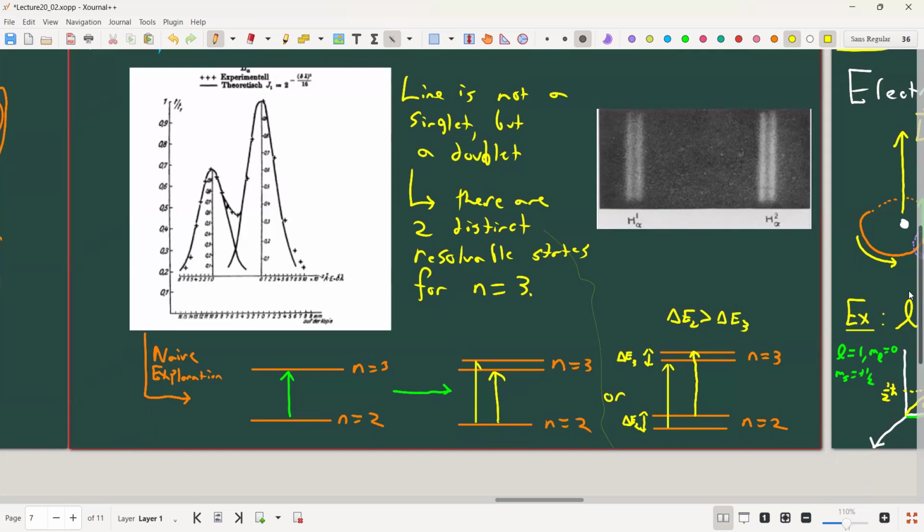Right? The splitting is very, very small. This splitting right here is less than a wave number, about half a wave number. The center frequency of this line is like 16,000 wave numbers, so it's a tiny, tiny energy shift compared to the distance between these two levels, the 3 and 2, about 16,000 wave numbers. This splitting right here is about half a wave number. Very, very small, but it's spectroscopically observable, even in 1921.